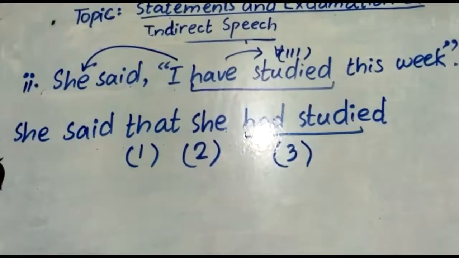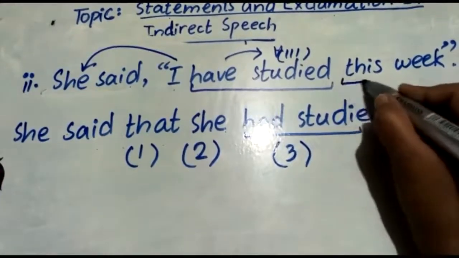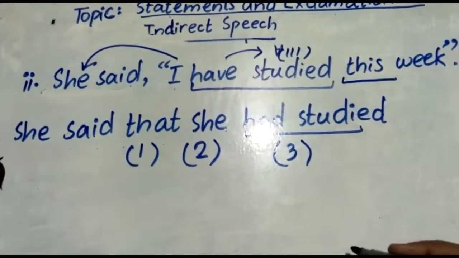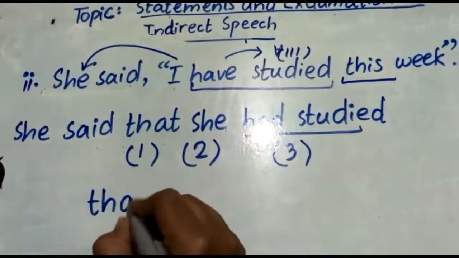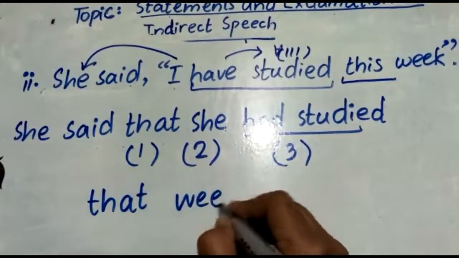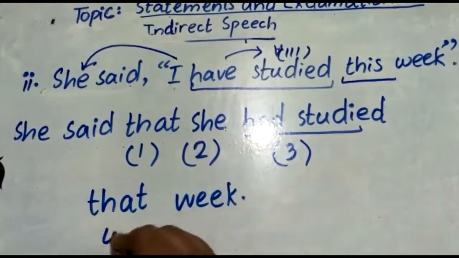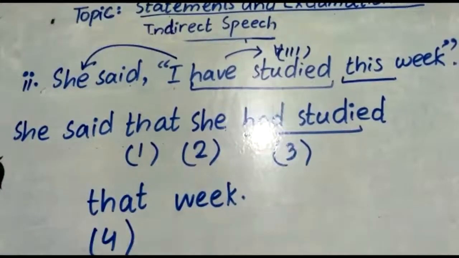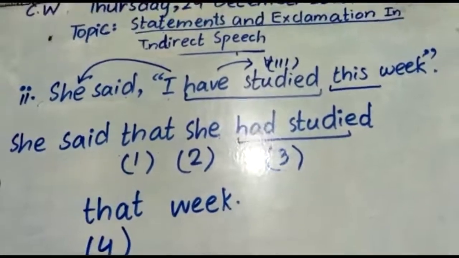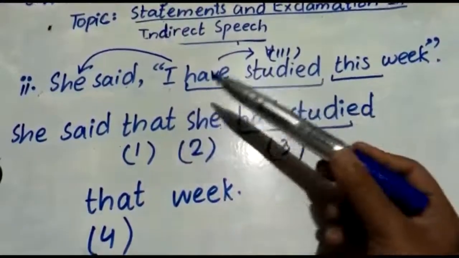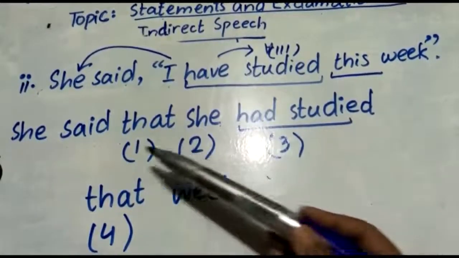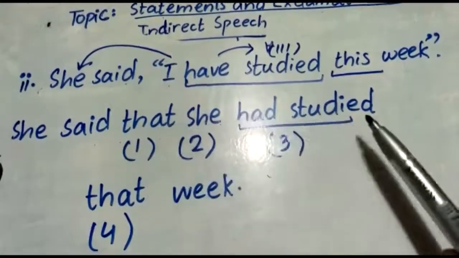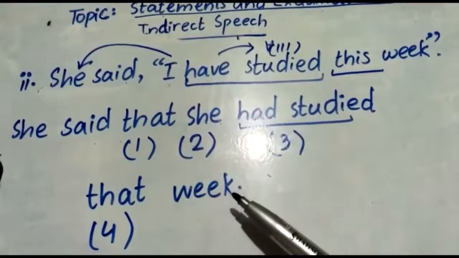Now we have another specific word, which is "this". So this will change into "that" week, and this is an indirect speech statement. This one is direct: she said, "I have studied this week," and I have changed this into indirect. She said that she had studied that week.